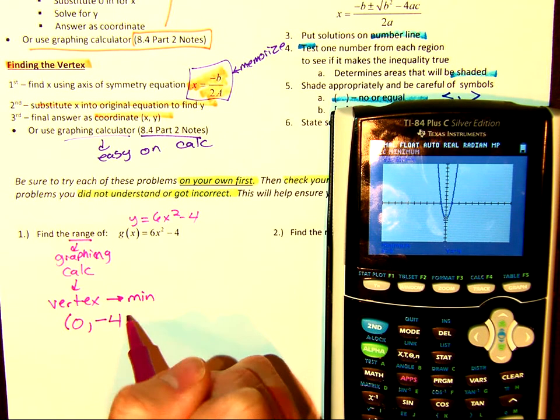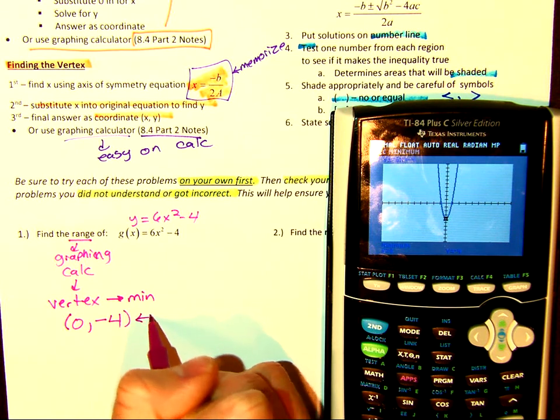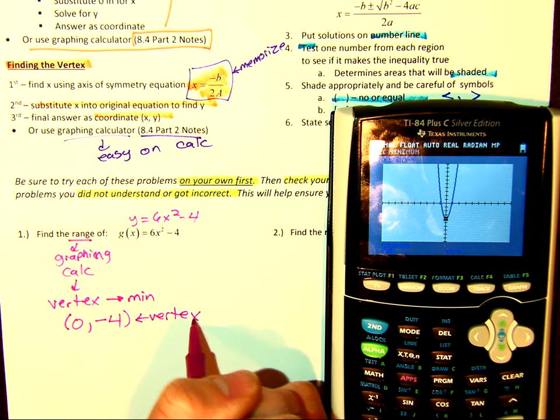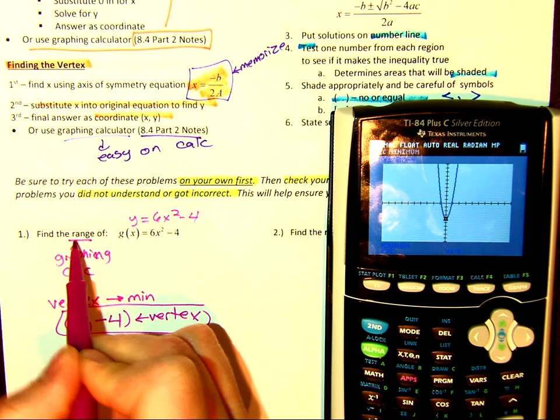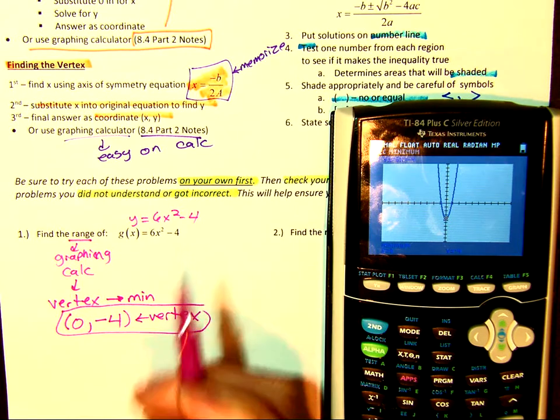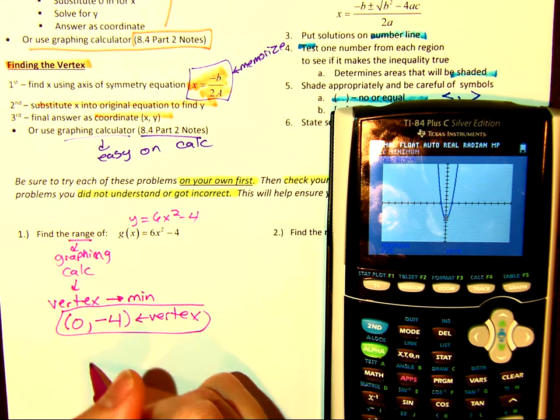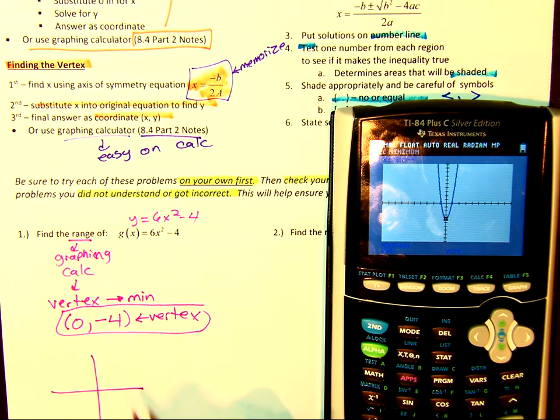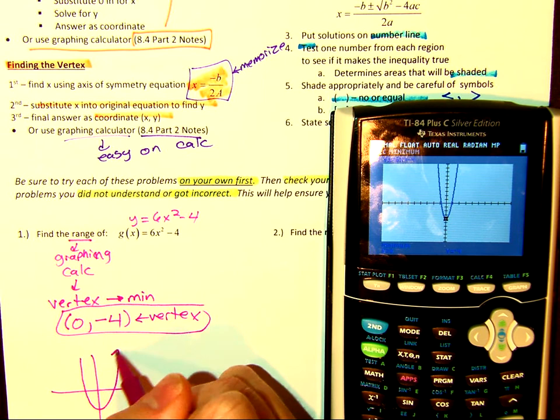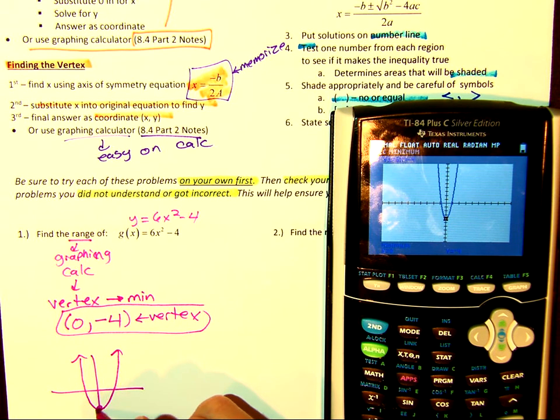So (0, -4) is my vertex. That's going to help me with finding my range, because remember, my range is my y value. So I'm going to make a little rough sketch right here. It looks something like this, where this point is (0, -4).